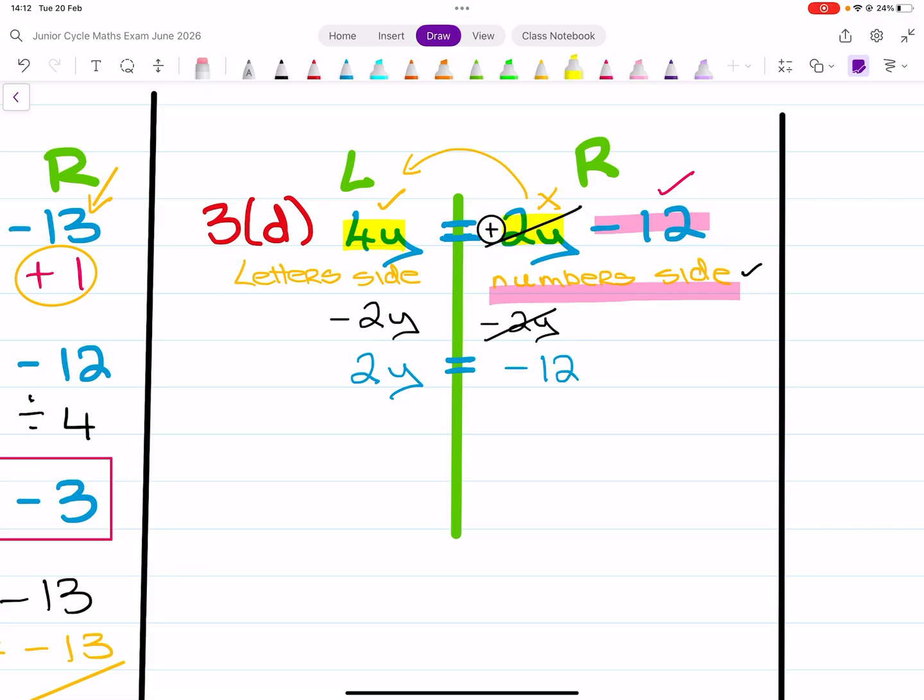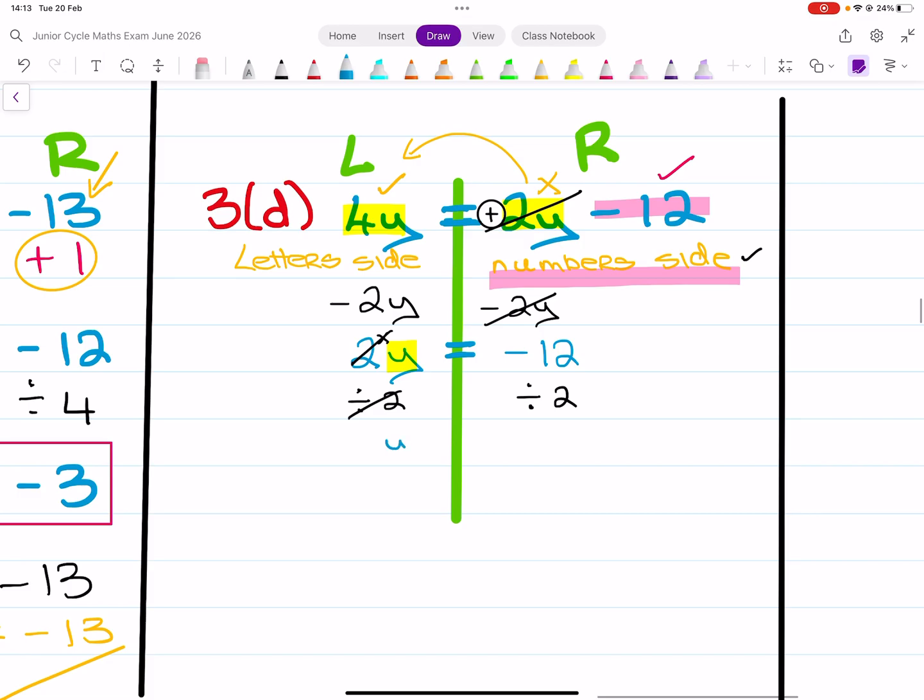Now, if you want to solve, you have to isolate. I want to isolate this y, but it is being multiplied by 2. If I want to do the inverse of multiplied by 2, I need to divide by 2. That will take the 2 away and isolate my y, but I have to maintain balance. So if I divide by 2 on the left, I have to divide by 2 on the right. And then we get y equals, so there's a minus, and then 12 divided by 2 is 6.